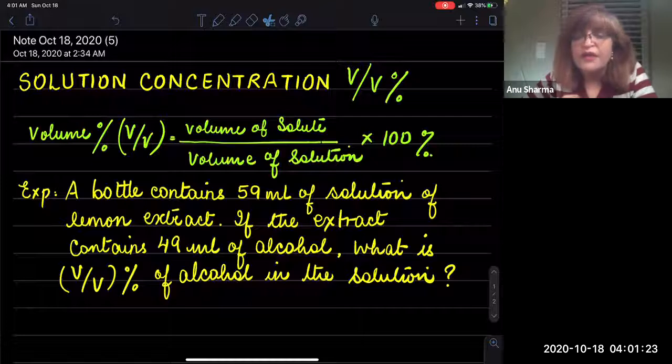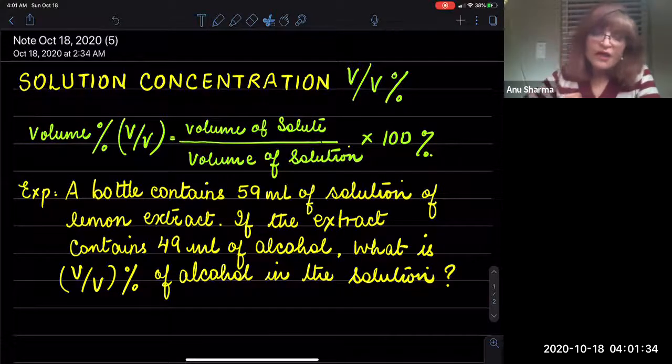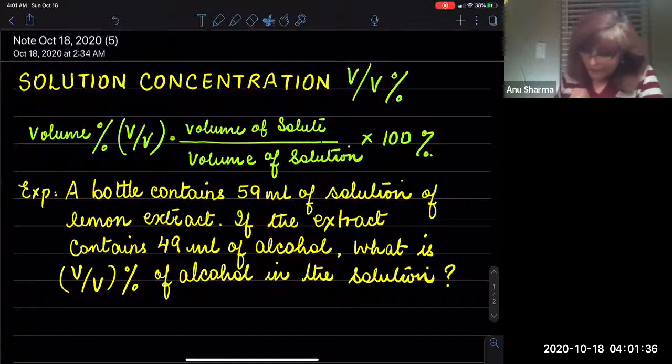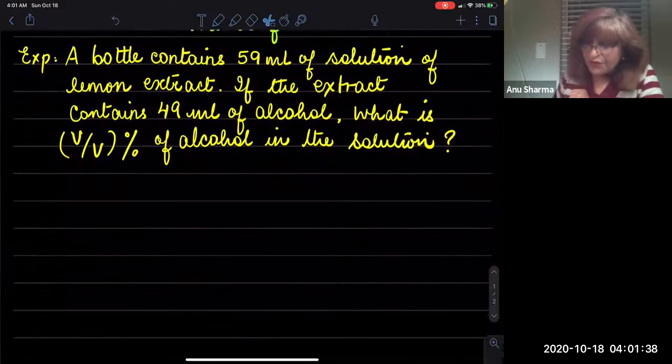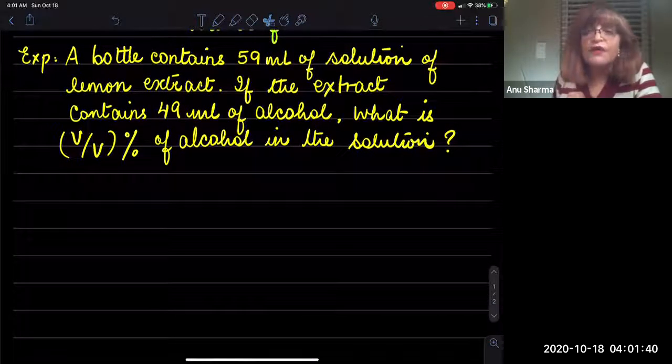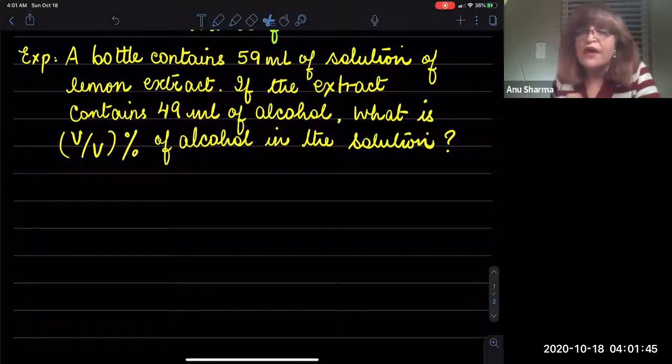So keep this in mind that when we talk about solution, we look at the volume of the solute plus the volume of the solvent, and that's going to make the volume of the solution, times 100%. Okay, so let us say one example here. We have a bottle that contains 59 milliliter solution of lemon extract, and that lemon extract contains 49 milliliters of alcohol. So what is the volume by volume percent of alcohol in the solution?